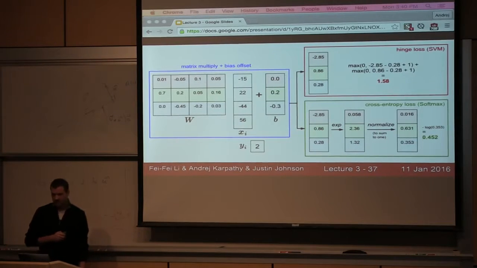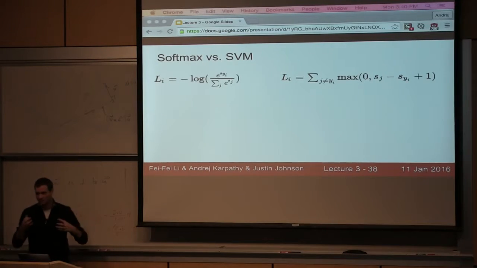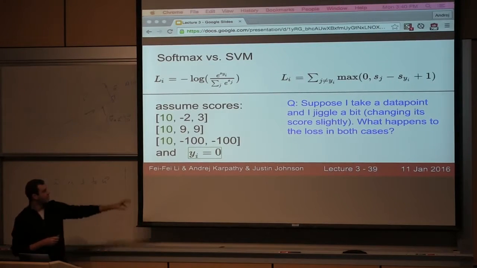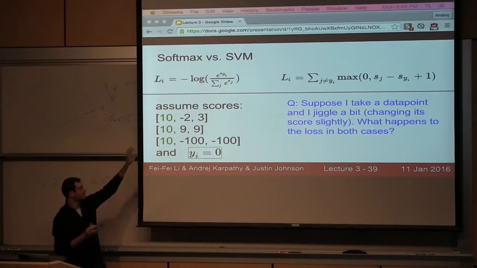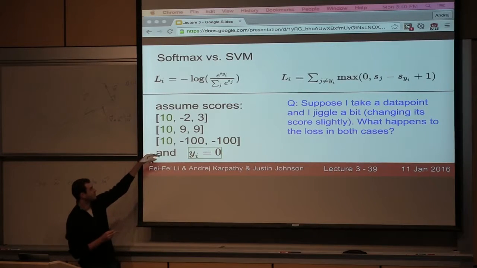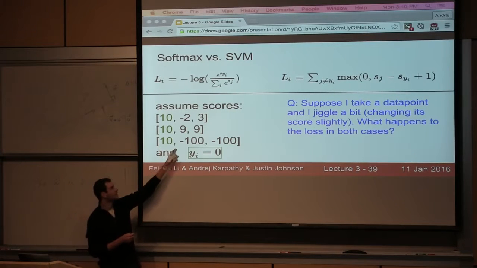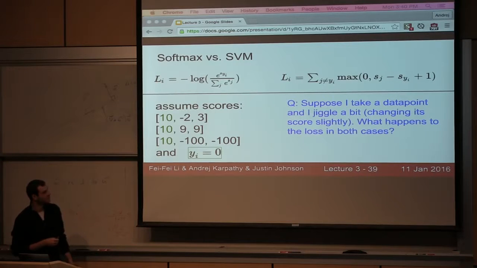OK, cool. Let's look at some interpretations of these two and exactly how they differ. So softmax versus SVM, and trying to give you an idea about one property that actually is quite different between the two. They have these two different functional forms. And now assume that we have these three examples, and suppose there are three classes. These are the scores of these examples. For every one of these examples, the first class here is the correct class. So 10 is the correct class score, and the other scores are these guys.